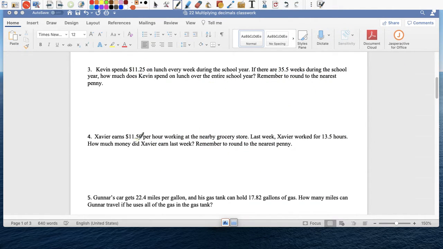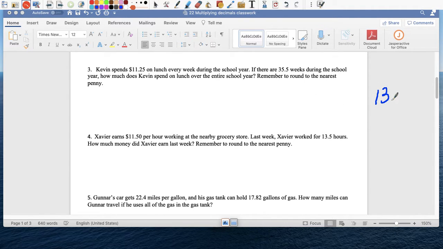Okay, Javier earns $11.50 per hour. Every hour he makes that much money. Gana 11.50 por hora. Por hora. Trabajó 13.5 horas la semana pasada. He worked 13.5 hours last week. How much money did he make?